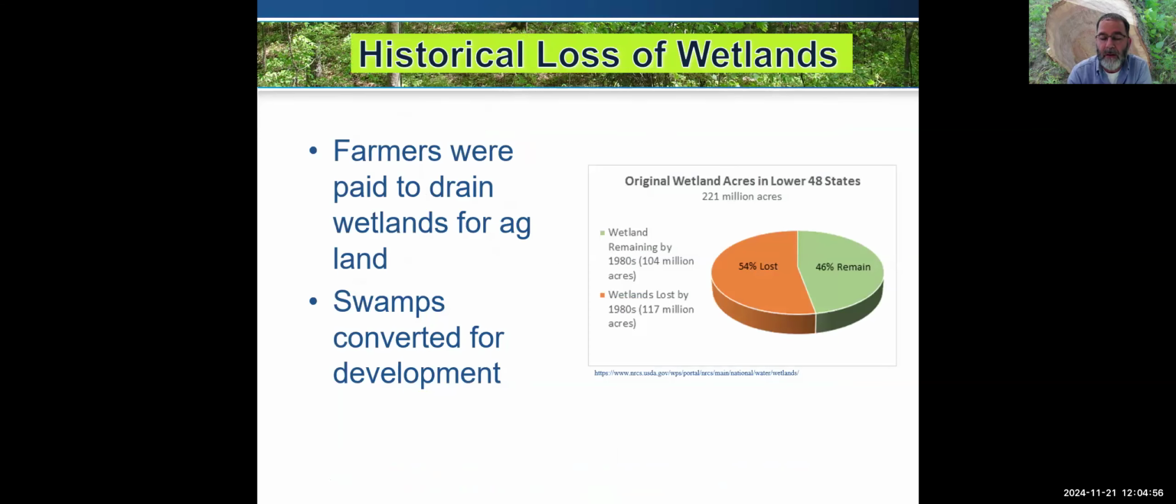We have lost a lot of our historical wetlands. Farmers were actually paid to drain these wetlands for agricultural purposes in the 1950s, 60s, and 70s. We discovered that probably wasn't a real good idea. But in the process, we've actually lost about half of our wetland areas in the United States as we developed this nation.